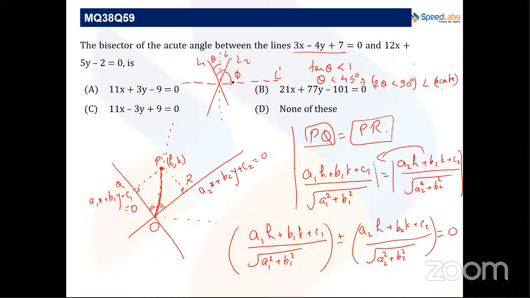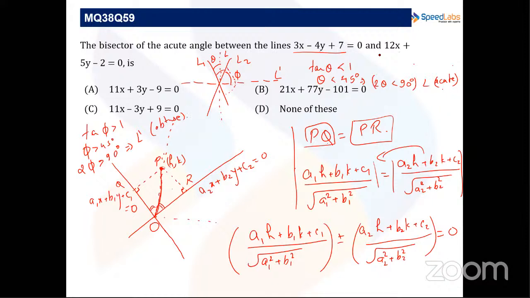Similarly for phi, for the other bisector, we are getting tan phi greater than 1. So that means phi is greater than 45 degrees, and the angle between the lines is 2 phi. So 2 phi is greater than 90 degrees. That is, we are getting L dash, that is the obtuse angle bisector.